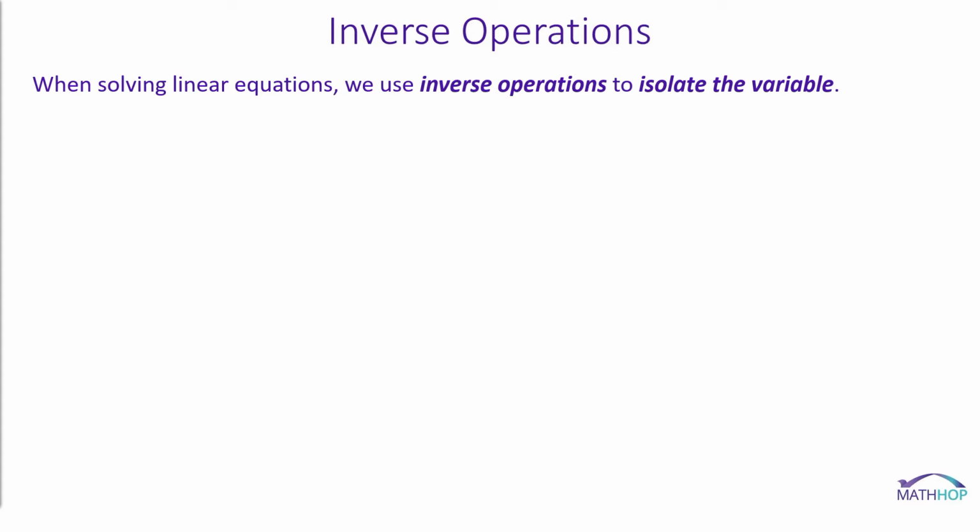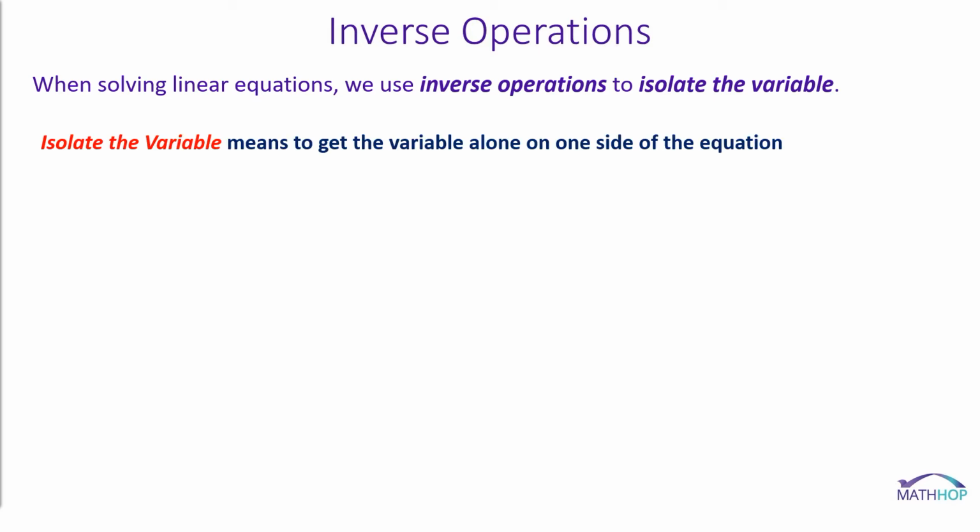It's really just to get the variable alone, but your teacher is probably saying isolate the variable. So think about what isolation means. In isolation, you are alone. We are trying to get the variable alone, and we will get the variable alone on one side of the equal sign. That's what it means. It's either all by itself on the left side of the equal sign or all by itself on the right side.